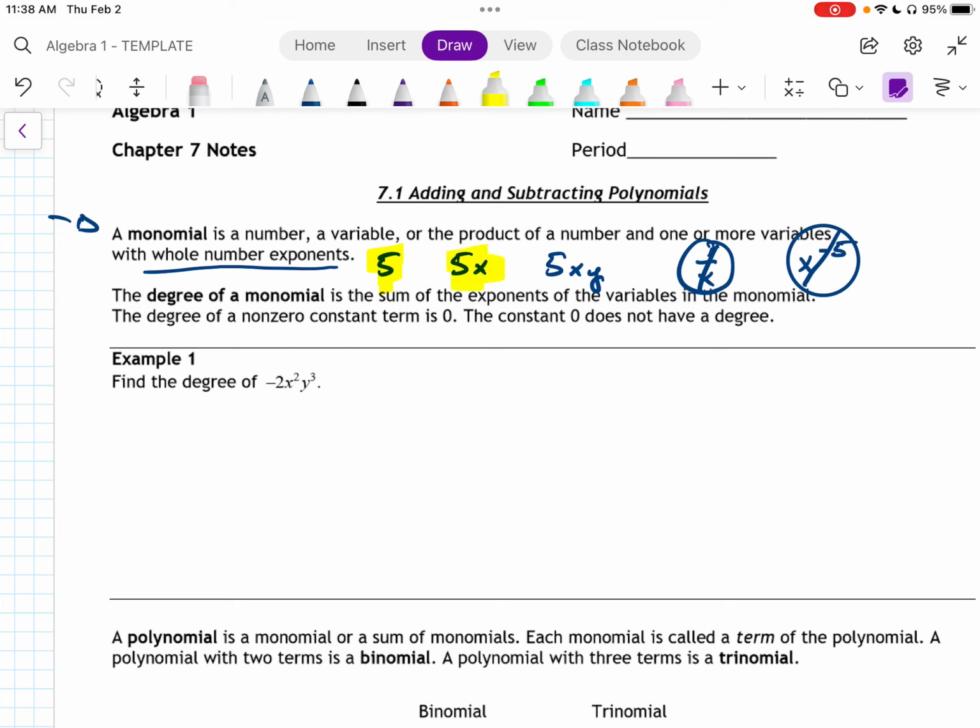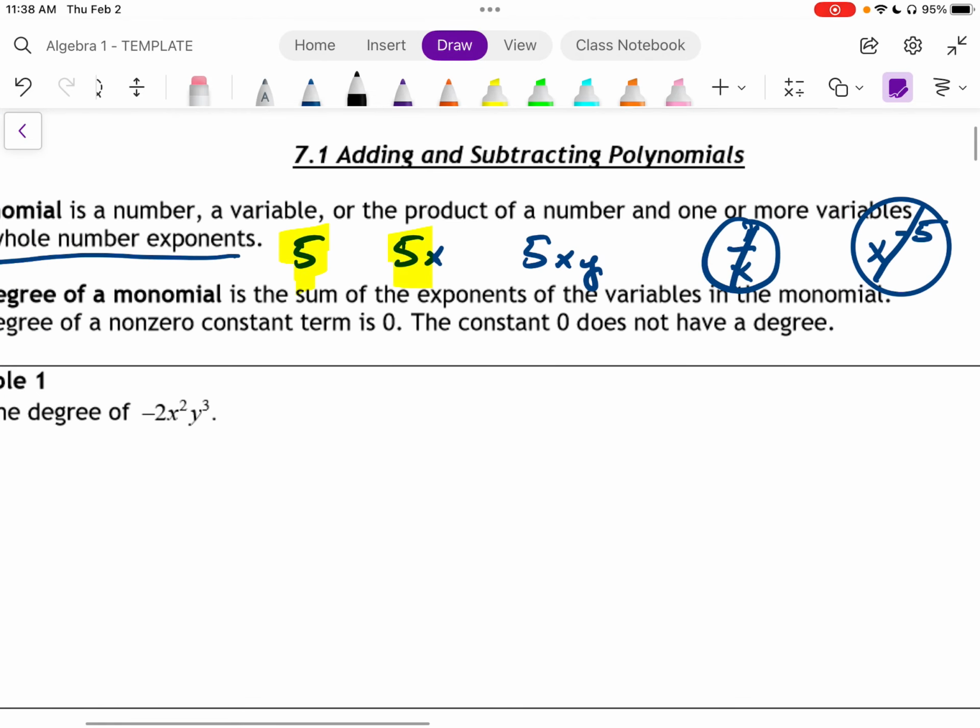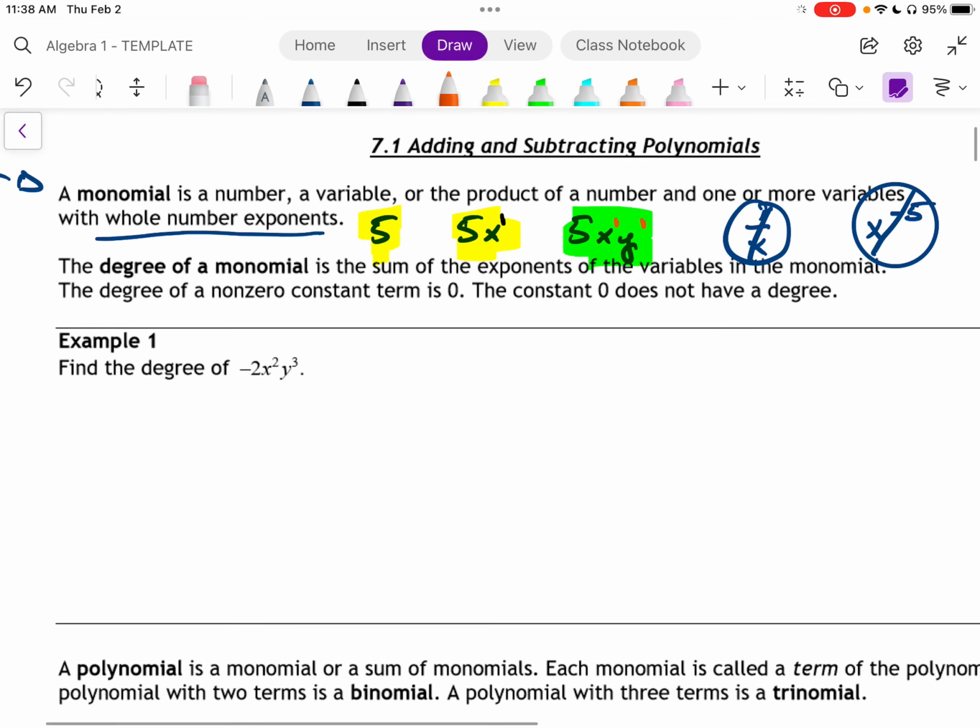5x, its degree would be 1. And the way that I think about that is that this is like an x to the 1, so that exponent of 1, that is the degree. For this guy here, we have more than one variable, so we actually have to add up the exponents of the variables. The x has an exponent of 1, the y also has an exponent of 1. Together they have a degree of 2, okay? So let's look at example 1 here.